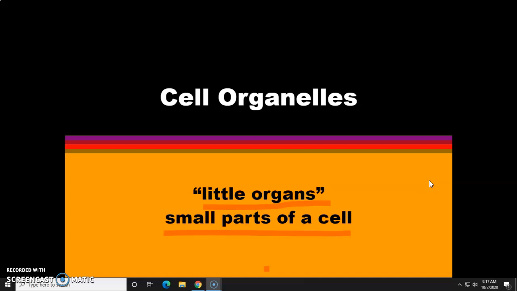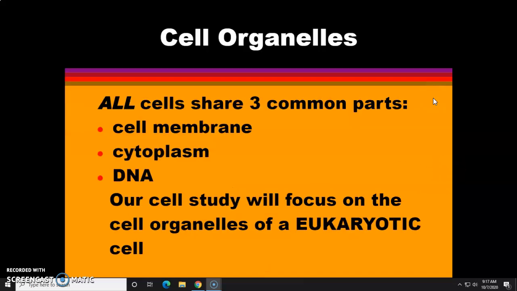They're little organs. Think of organelle as little organs, and they're small parts of the cell that each have important jobs. Now, there are three things that all cells will have. They all have a cell membrane, cytoplasm, and DNA. And we are going to focus in on these eukaryotic cell organelles.